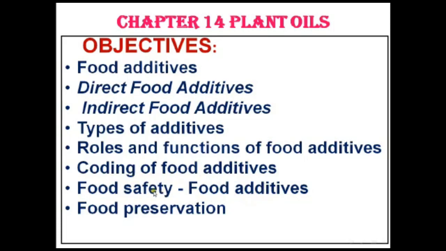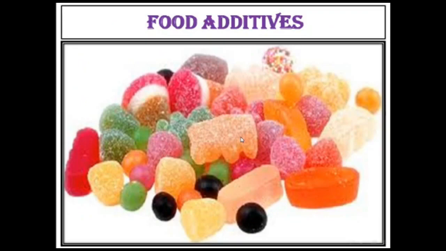When we are talking about the coding, we are going to see food safety and food additives: how food safety is ensured with food additives, and also preservation, that is the preservatives and antioxidants that we use in these food products, why we are adding the preservatives and why we are adding the antioxidants. That is what we are going to see in today's discussion. So let's talk about the food additives.